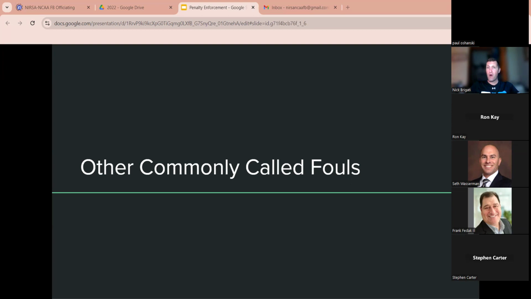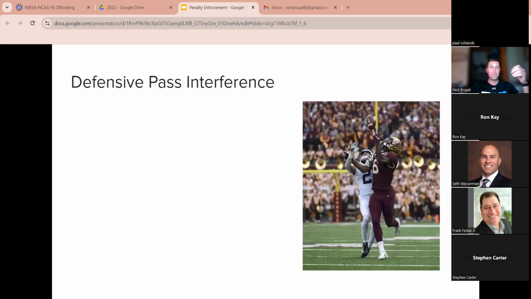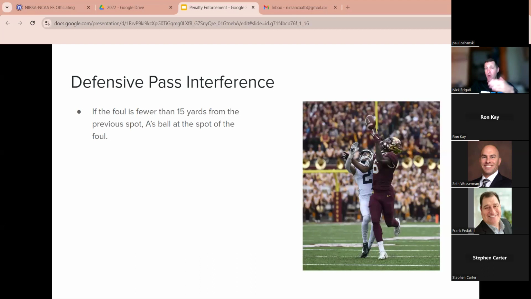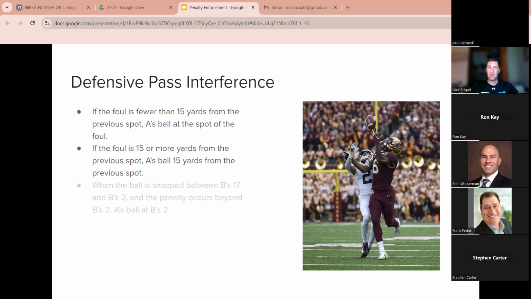Let's talk about some other commonly called fouls. DPI is different than some of our other fouls that we've talked about so far, because if a foul is fewer than 15 yards from the previous spot, the ball belongs to A at the spot of the foul. That's not always true. There are situations when it's not true, which we'll get to in a second. If the foul is 15 or more yards from the previous spot, it'll be A's ball 15 yards from the previous spot. But if the ball is snapped between B's 17 and B's 2-yard line, and the foul is at or beyond B's 2-yard line, we will maximize the enforcement down to B's 2.